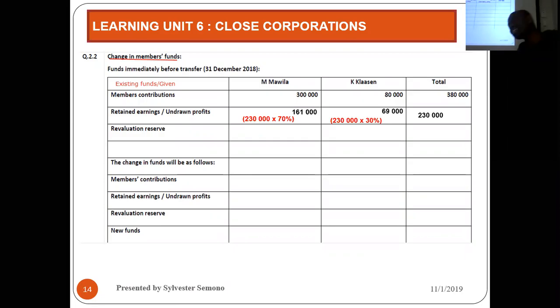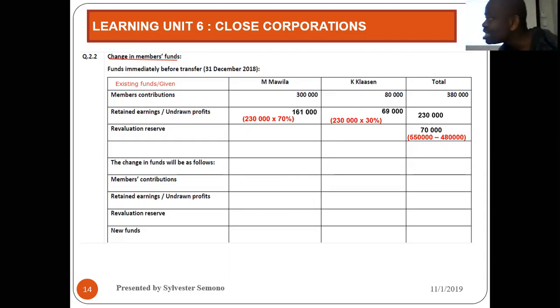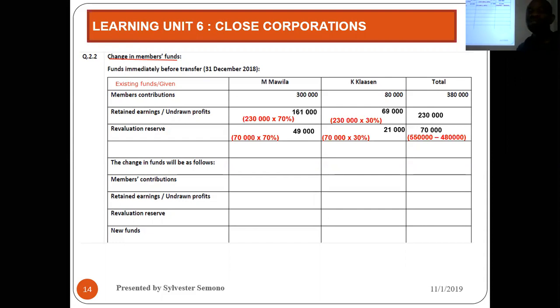Okay. Remember when we analyzed, we said we made revaluation reserve when we were revaluing what? Land. And how much did we gain, if you remember? I think we said 550 minus 480. So this is what we did. Can you see? And we got 70. And again, this 70 must be divided like the other one that we divided, using what? 70% and 30%. So you're not going to say 70 times 70%. You give Mawila 49. 70,000 times 30%, you give Klassen what? 21. You see now, where you are only given totals, you must share, unless they shared for you already. Will you remember this?